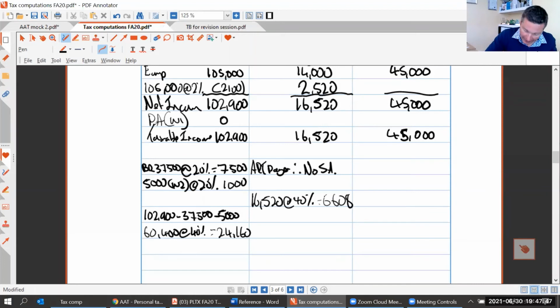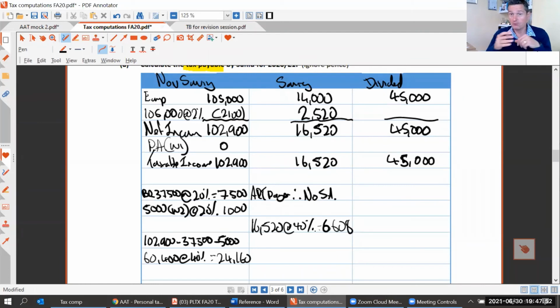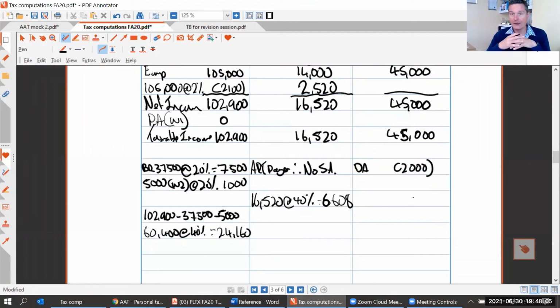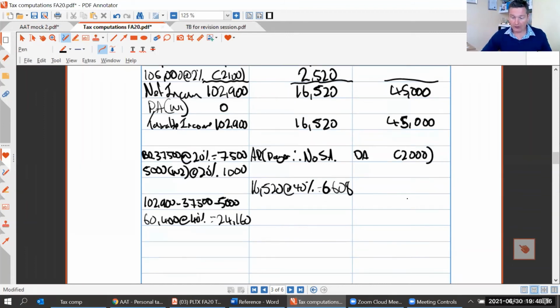Cool. So the next thing we're going to look at is the dividends. Now, this person here has a load of money, let's be honest, but everyone gets the dividend allowance of £2,000. So that leaves £43,000 that's going to be taxed at some level. But we need to be careful now. So we're going to see how much of our higher rate band we've got left.